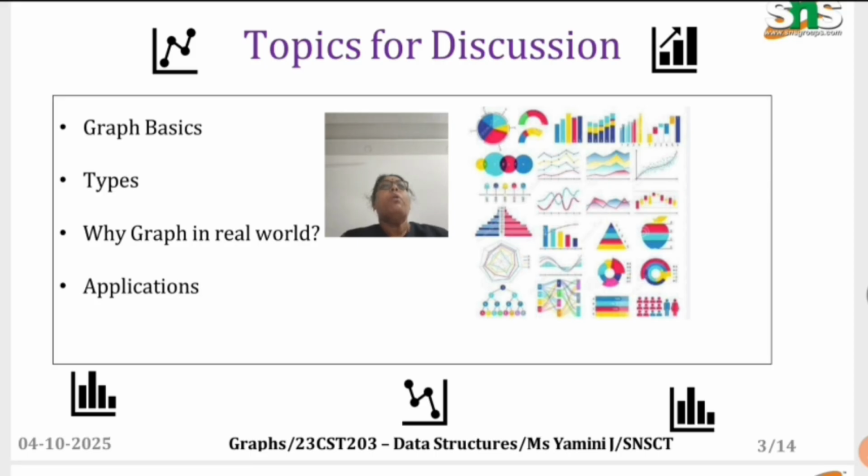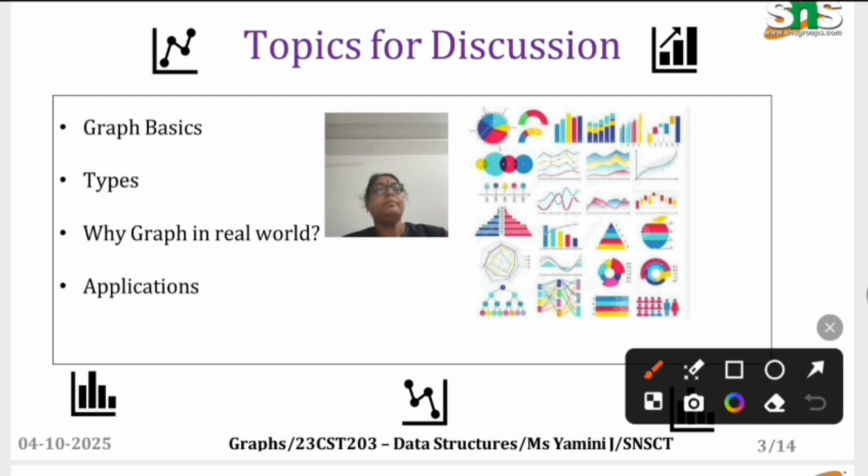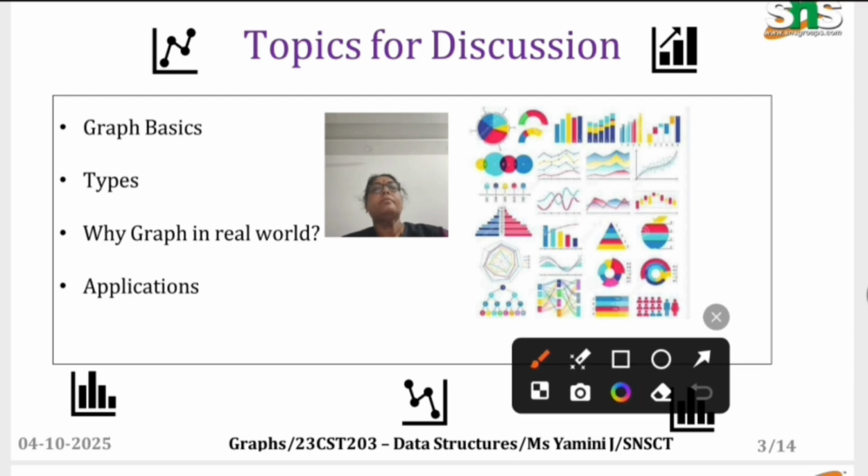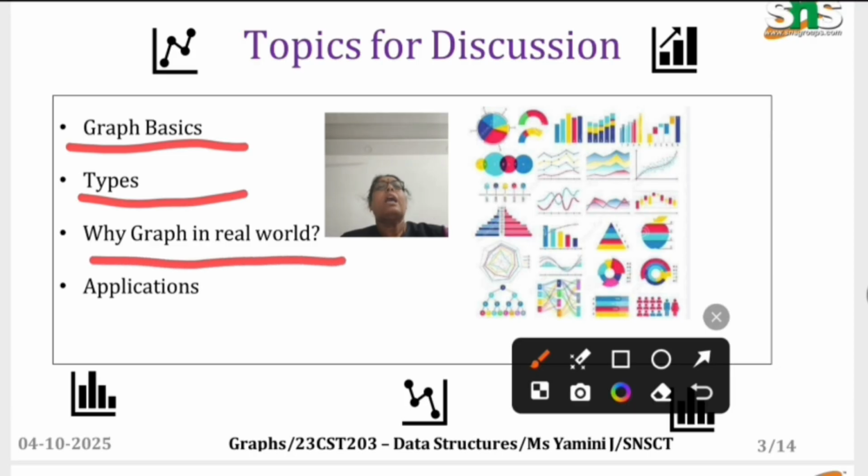Here, what we will be covering today is graph basics, different types of graphs, why graphs are important in the real world, their applications, and finally how to traverse through them efficiently.